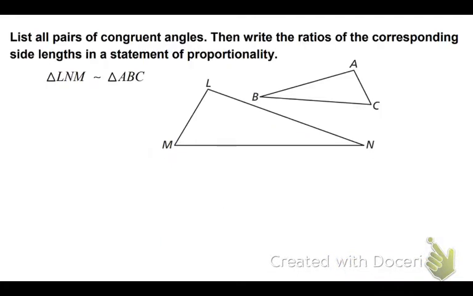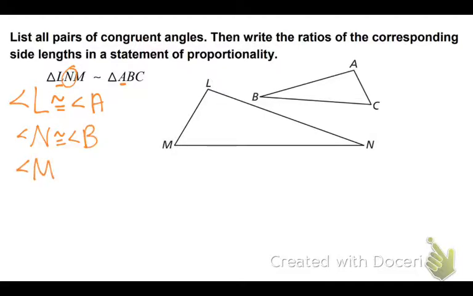All right, the next one, list all pairs of congruent angles. And then there's other stuff. So what's the easiest way to list all the pairs of congruent angles? Yeah, just look at this. So we would say angle L would be congruent to angle A. Angle N is congruent to angle B. Angle M is congruent to angle C. Okay, so that's the first part.